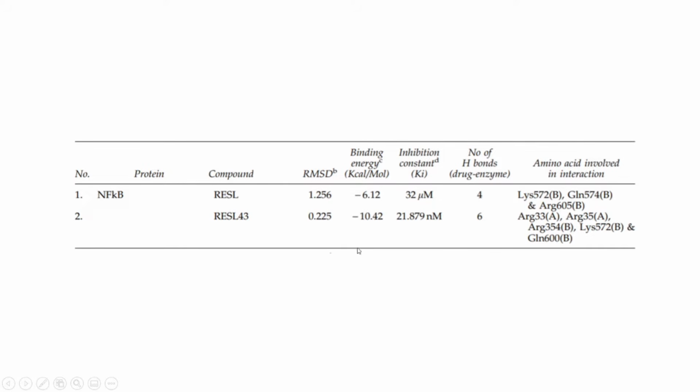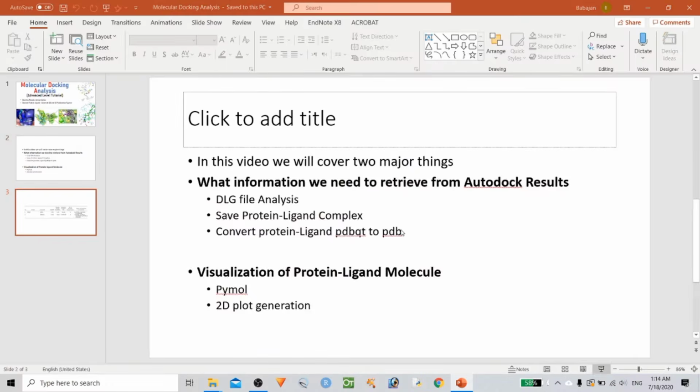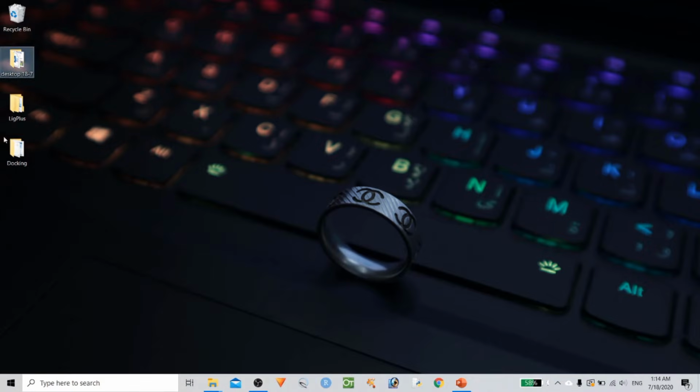We took binding free energies and also the inhibition constant, and the number of hydrogen bonds and amino acid interactions we'll see in the visualization part. Okay, so these are the two important things we have to consider, or we have to retrieve from the .dlg format file. So let us check the .dlg format file.